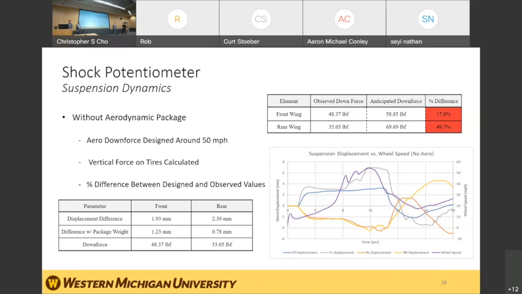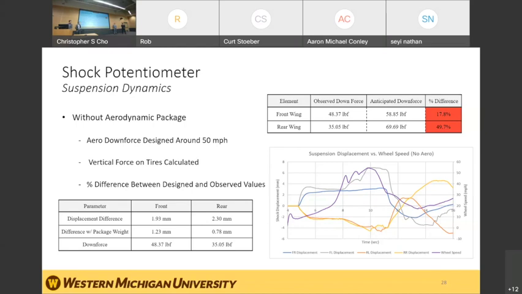We use the displacement difference on the front and rear shocks in order to calculate the downforce, accounting for the weight of the package by subtracting the shock displacement without aero from the displacement with aero at steady state position. Then using our shock displacement, our spring stiffness, as well as the motion ratio of the suspension, we can calculate the downforce of the package.